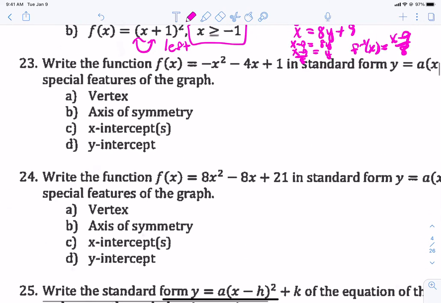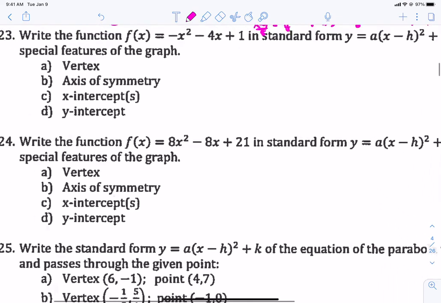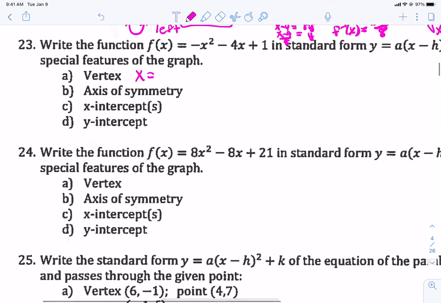Okay. So you don't want to get it into standard form until you find the vertex. Do that first. So the first thing you can find very quickly is the negative b over 2a. Now that's actually our axis of symmetry. So we're doing lots of things all at once. And so our a value is negative 1. Our b value is negative 4. Now let's plug those in. And so we get 4 over negative 2, or negative 2. That's our axis of symmetry.